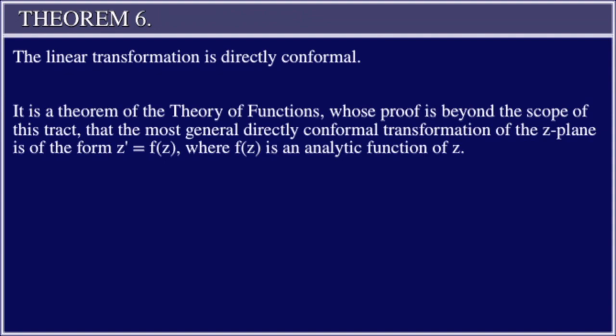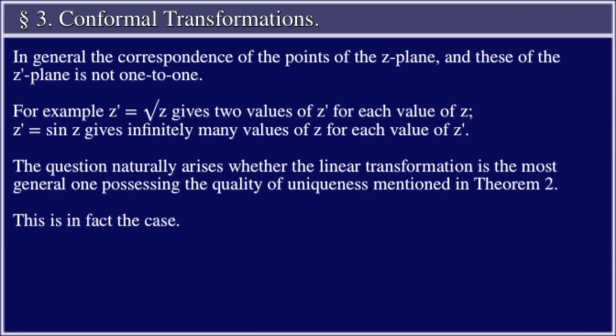It is a theorem of the theory of functions, whose proof is beyond the scope of this tract, that the most general directly conformal transformation of the z-plane is of the form z' equals f of z, where f of z is an analytic function of z. In general, the correspondence of the points of the z-plane and those of the z' plane is not one-to-one. For example, z' equals the square root of z gives two values for z' for each value of z. z' equals the sine of z gives infinitely many values of z for each value of z'.